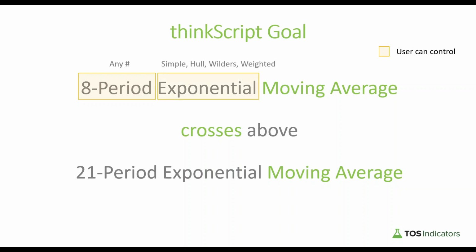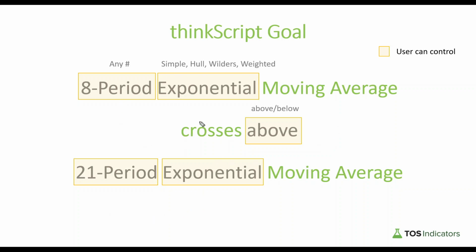The next thing you'd like to be able to control is the type of moving average. So here we have exponential, but instead you may want to test simple, Hull, Wilder's, or weighted moving averages to see if that improves or decreases your profitability. Now you may want to also test the crosses above versus crosses below for bearish trades. And then similarly, in the second slower moving average, you also have the same two variables that you'd like to change, which are the slow moving average length, which is the 21 that we see right here, along with the slow moving average type, which is this exponential right here.